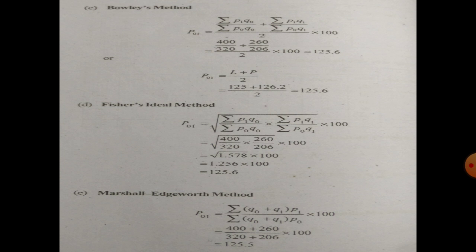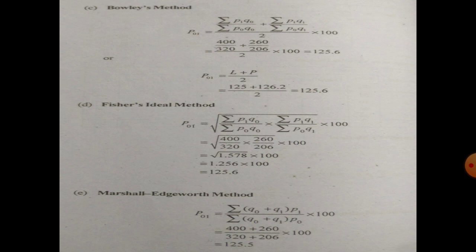So the L value you can write directly, otherwise you have to go for the formula. So it is better to use substitution of L and P values. So 125 plus 126.2 divided by 2 means 125.6 is the answer for Bowley's method. Similarly, Fisher's ideal method is square root of 125 into 126.2.